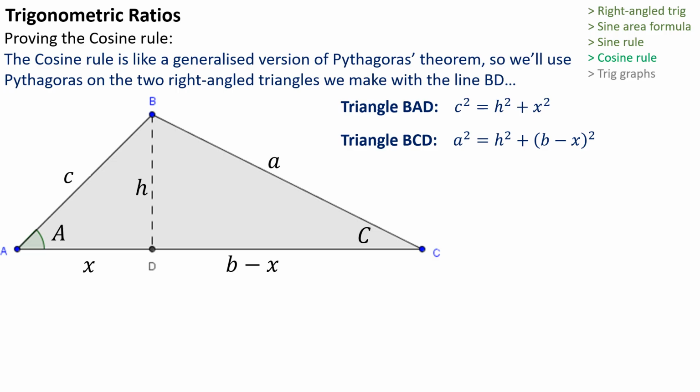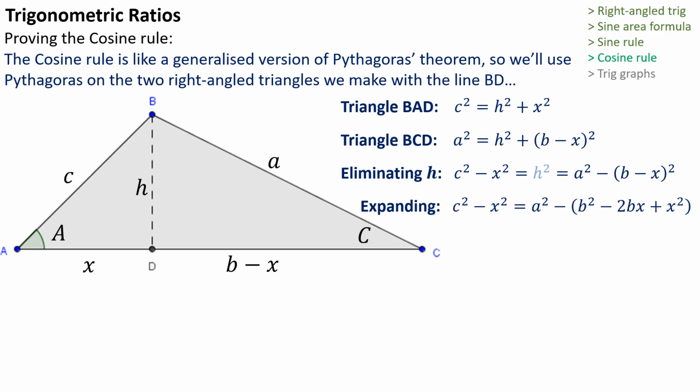We can see that h squared appears in both of those equations. And since both equations must be simultaneously true, I can make use of that fact. I can either rearrange and substitute, or something else nifty. I'm going to eliminate h by saying that h squared is simultaneously equal to c squared minus x squared, but also equal to a squared minus (b minus x) all squared. So those two things must be equal.